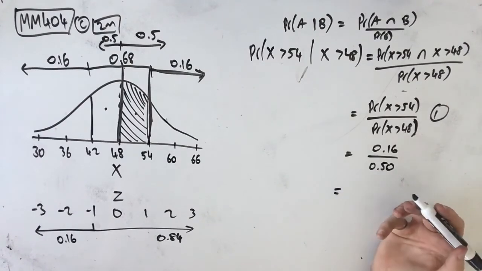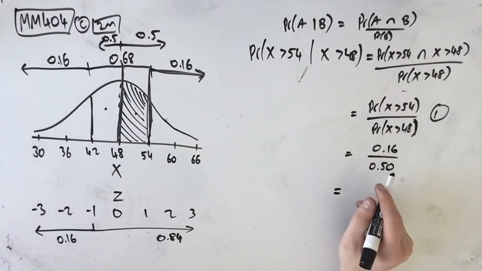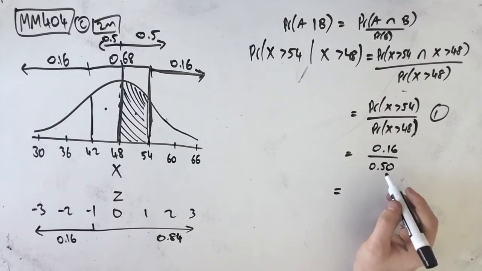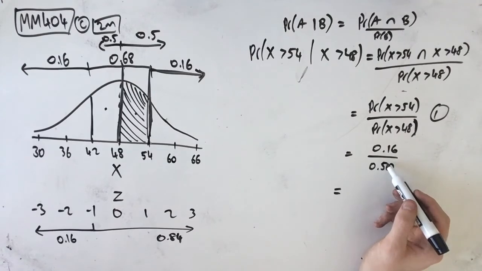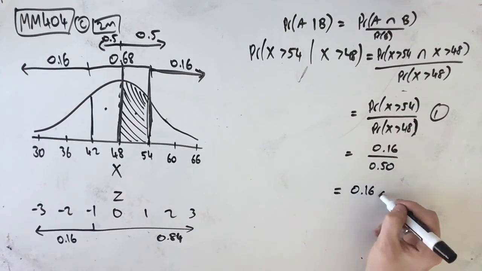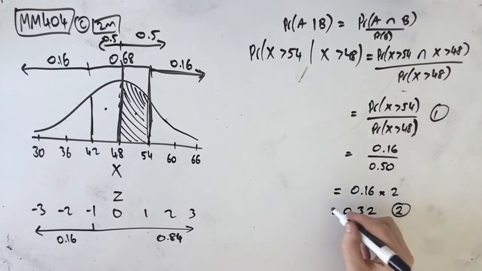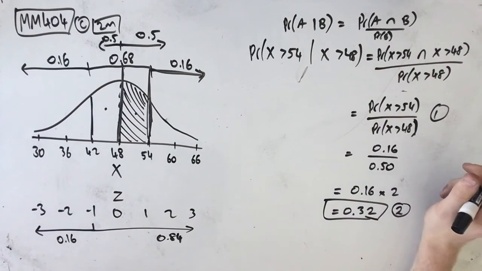Now, we don't have a calculator, so we can't do it in our calculator. The easiest way to do this is whenever you divide something by 0.5, it's the same thing as multiplying it by 2. So we've got 0.16 times 2, which is 0.32. That's our second mark. So 0.32 is our final answer for part C of MM404, guys.